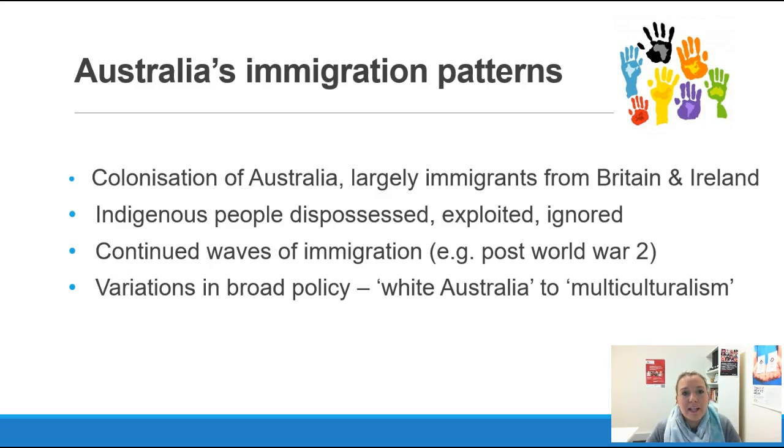So a little bit today on Australia's immigration patterns. I think it's really important to be able to think about the historical context in terms of where we are at the moment as a country. Of course, Australia was colonised largely by immigrants from Britain and Ireland. We talk a lot more about our history of colonisation in the second lecture for this week, so more on that later. But it was a terrible time where we found that our Indigenous people of our country were dispossessed. They were exploited and they were ignored.